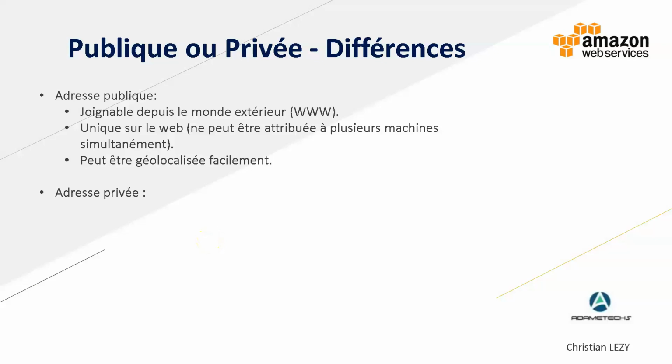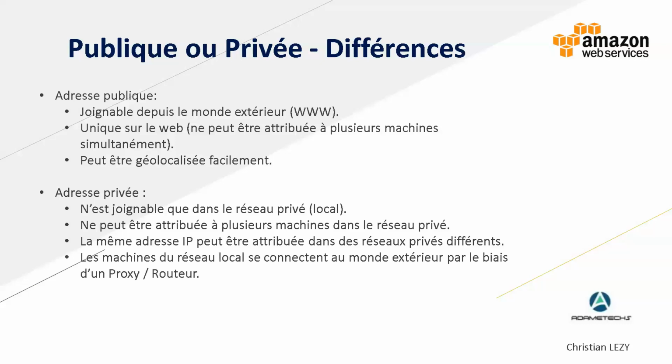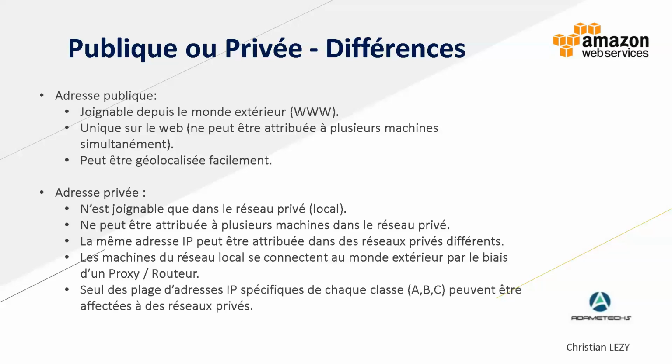The private address is only reachable within the private network or through a VPN. It cannot be assigned to multiple machines in the private network, but the same IP address can be assigned in different private networks. The machine in the local network connects to the outside world via a proxy or a router. Only specific IP address ranges of each class A, B, and C can be assigned to public networks.